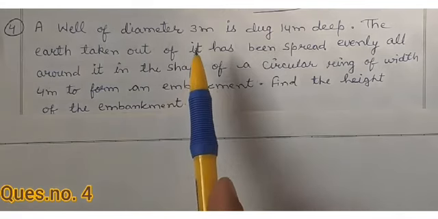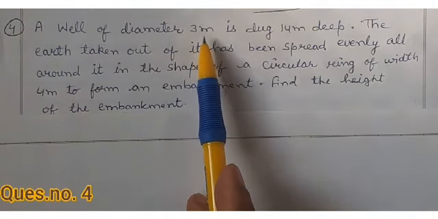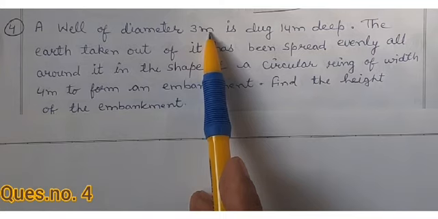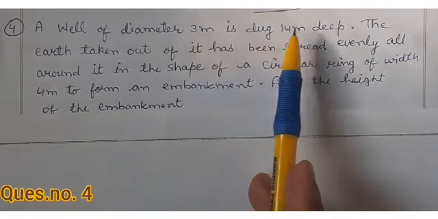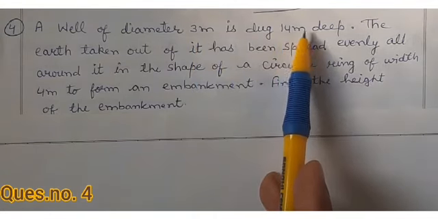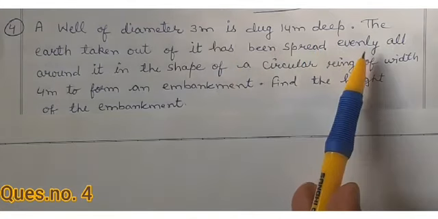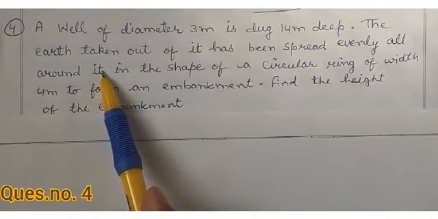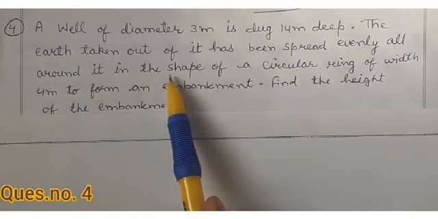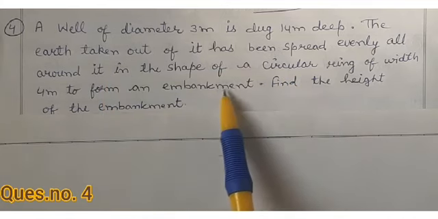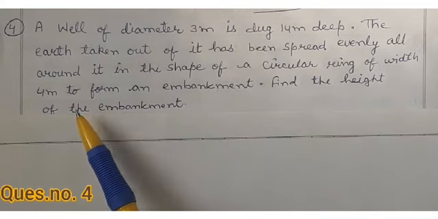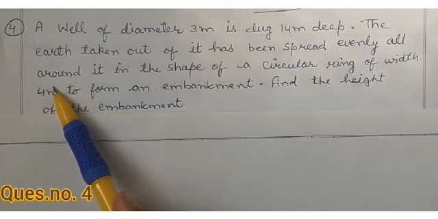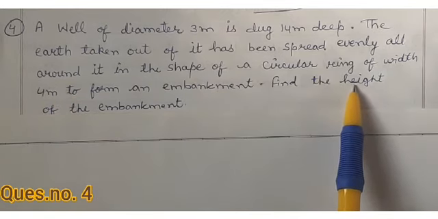Okay, what is given? The earth is taken out from the well, and the diameter is 3 meter, so you can take radius 3 by 2. Height is given to you, 14 meter. This is R1 and this is H1. Now the earth is evenly spread all around it. It means you will again get a cylindrical shape, and that shape is called the embankment. The width is given to you as 4 meter, and you have to find the height of the cylinder.